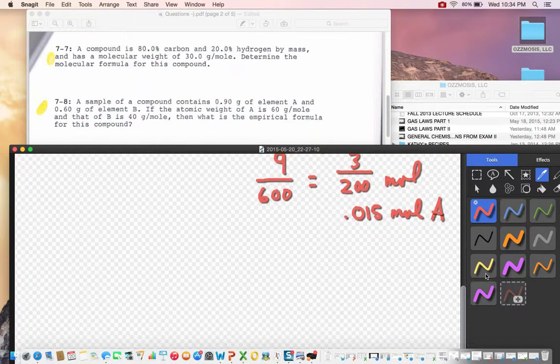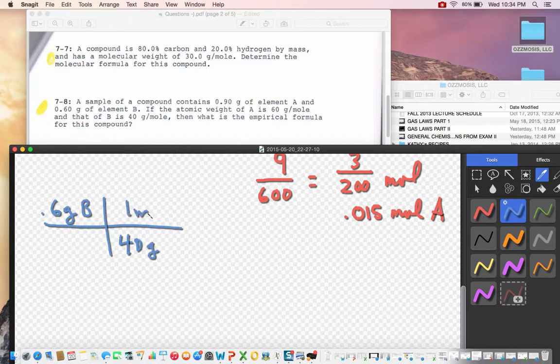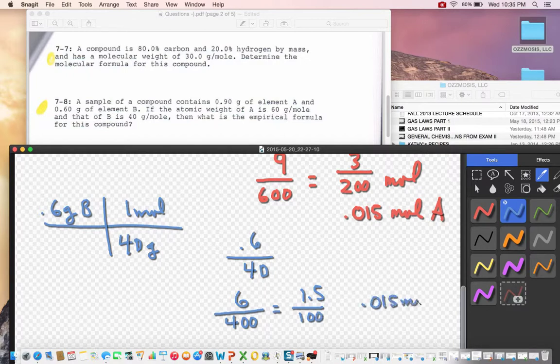And then we're going to do something similar for B. I have 0.6 grams of B, and the molar mass of B is 40 grams per mole. So this is going to be 0.6 over 40, which is 6 over 400, which is 1.5 over 100. Notice I have 0.015 moles of B.